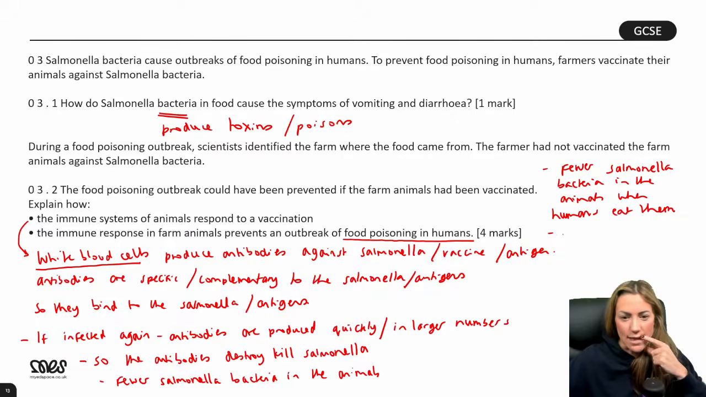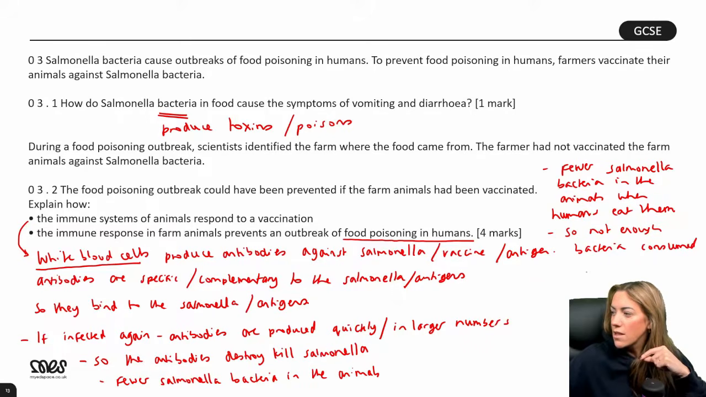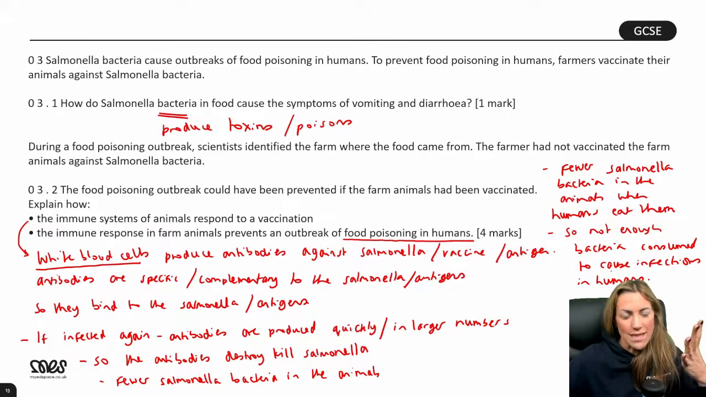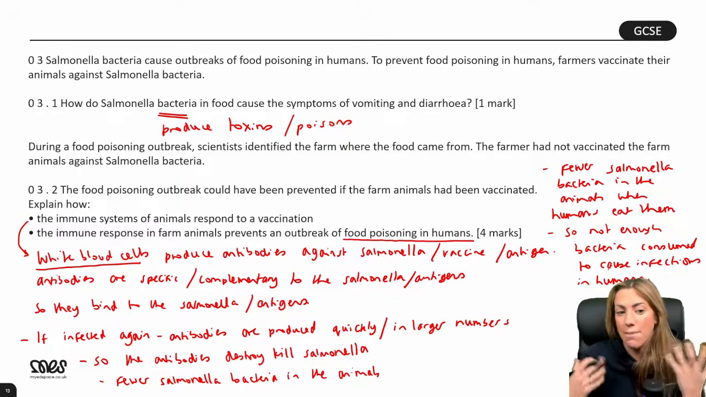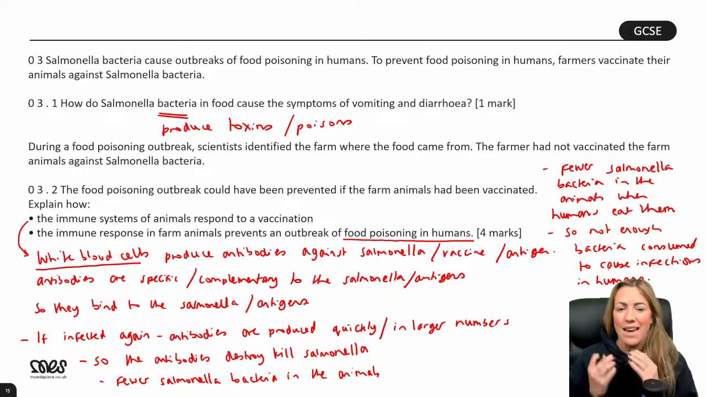What else could we say? So, not enough bacteria consumed to cause infections in humans. Something like that. Not enough bacteria consumed to cause infections in humans, or not enough bacteria to produce enough toxins to make the human actually feel ill. Now, this is an extremely high demand question.